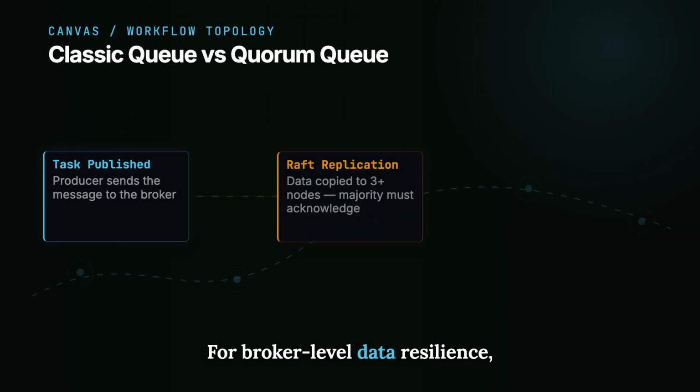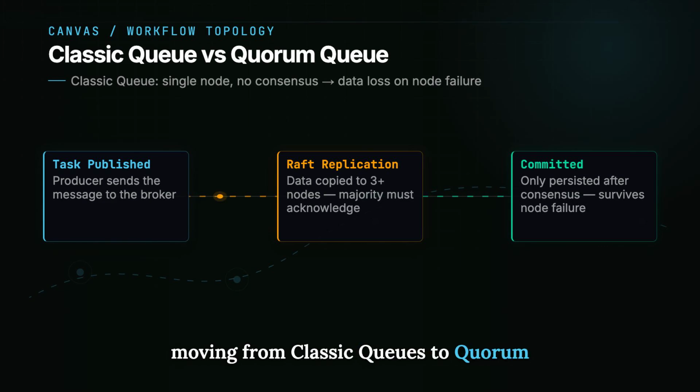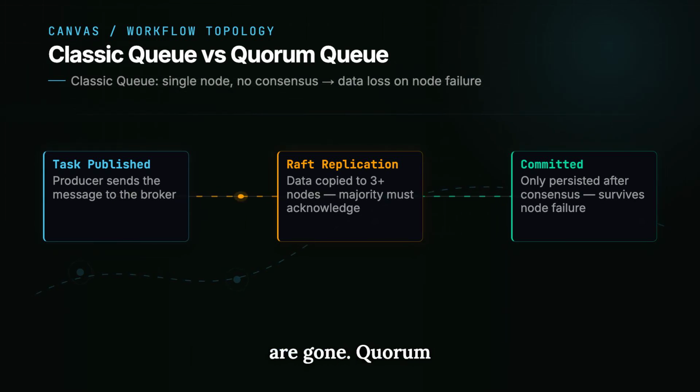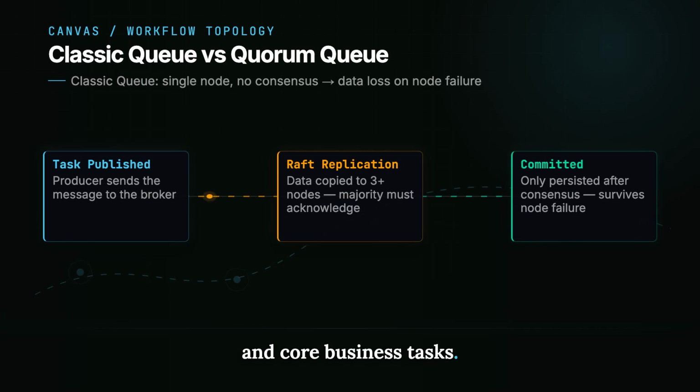For broker-level data resilience, RabbitMQ operators recommend moving from classic queues to quorum queues. Classic queues store data on a single node. If that node fails, your tasks are gone. Quorum queues replicate data across multiple nodes using Raft consensus. A write is committed only after a majority of nodes acknowledge it. This is the standard for financial transactions and core business tasks. The trade-off is higher RAM usage across the cluster.